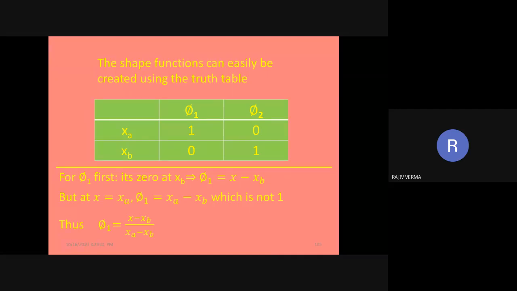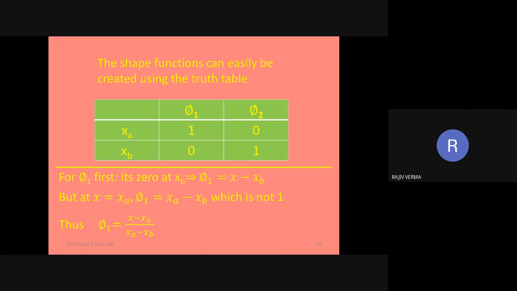So we have the expression of phi1, which obviously has a value 1 at xb, and it has a value 0 at... no, I said it wrong. It has a value 1 at xa, and it has a value 0 at xb.